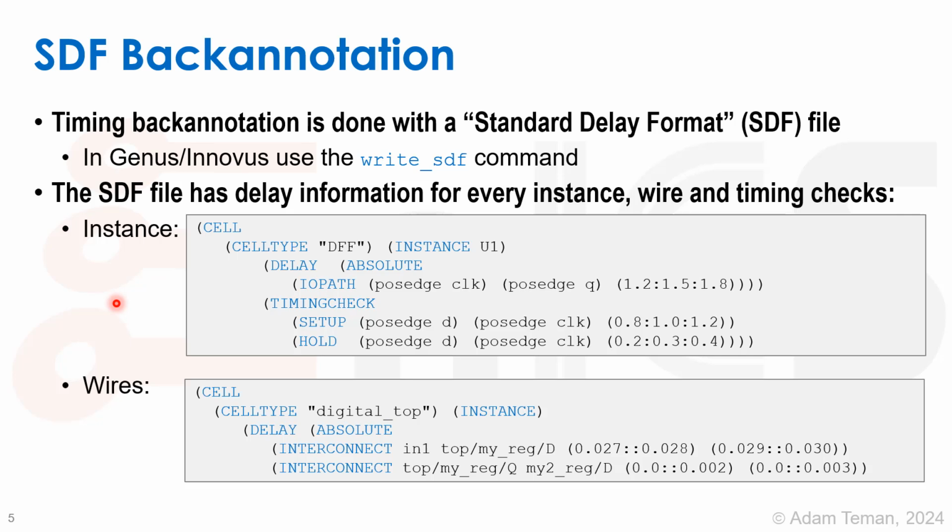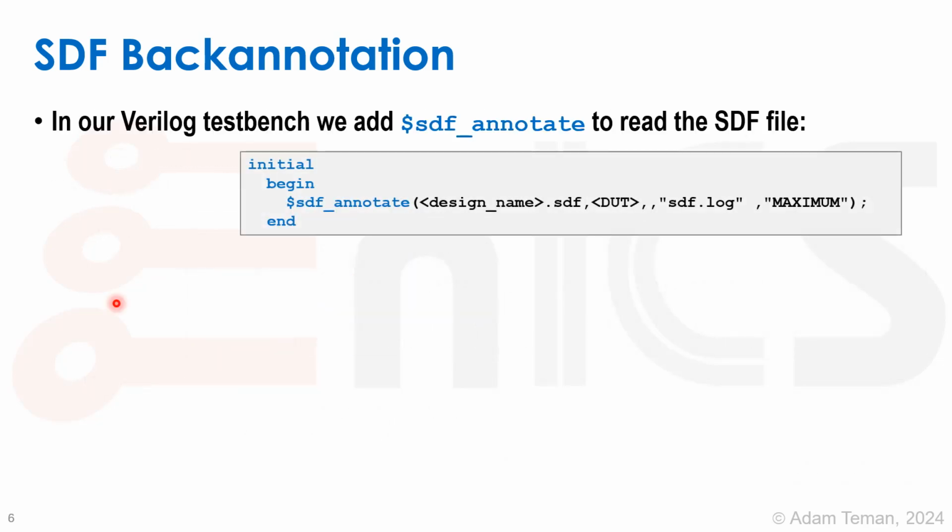It's spit out of our tool, and then we read it into the simulator to actually apply these delays onto our simulation. So in our Verilog test bench, as I said before, we add this $sdf_annotate, and that reads the SDF file. So what does it look like? We put an initial block inside our test bench. We write begin $sdf_annotate. We give the name of the SDF file, the path to it. We give the module name that the SDF was extracted for.